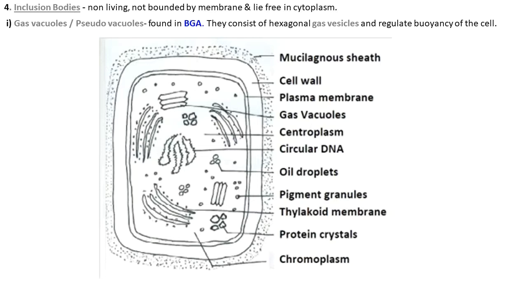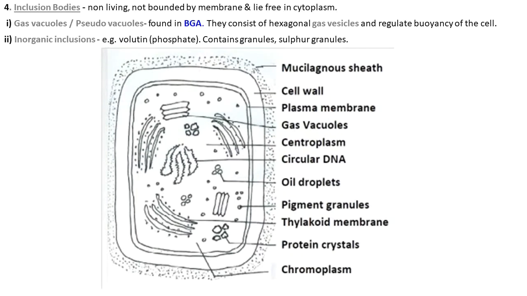Okay, your next point is, second, under the inclusion bodies, inorganic inclusions. As the name indicates, the inorganic elements are sulfur or phosphorus. So they may be in the form of granules called volutin phosphate or sulfur granules.